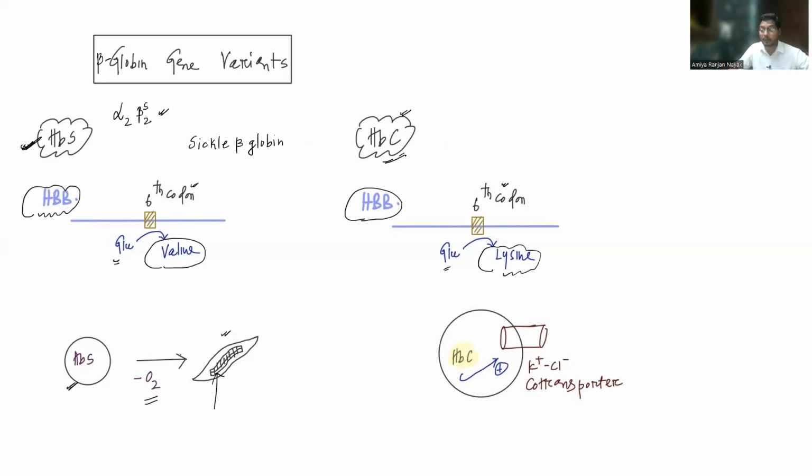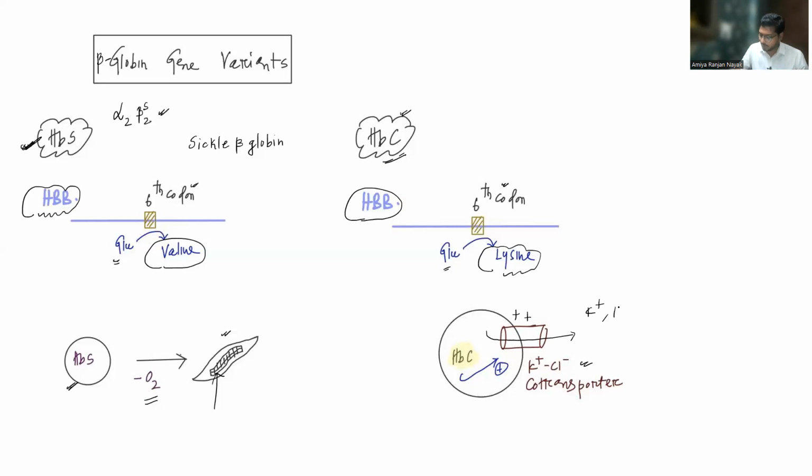Now, what is the property of hemoglobin C? Hemoglobin C will activate one transporter present on the RBC membrane. That transporter is the potassium chloride transporter. Once they activate this transporter, potassium and chloride from the inner side of the cell will go to the outside.